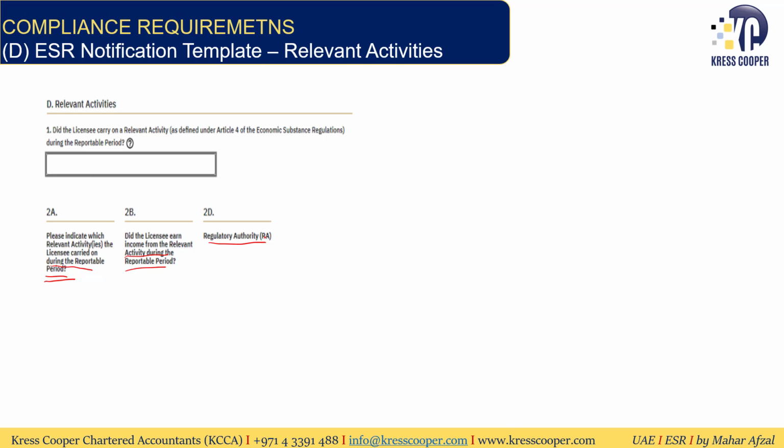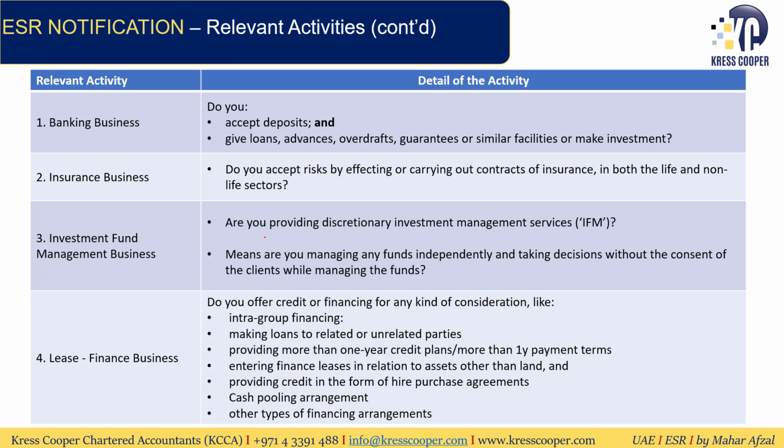We need to provide if the licensee is generating any income from the relevant activity. This income will be considered gross income, and it doesn't matter whether the income is being earned from the UAE or out of the UAE. We need to report the gross income from the relevant activity. Then we need to mention the respective regulatory authorities as well. So this is the criteria based upon which we will assess whether the licensee is conducting any relevant activity or not.